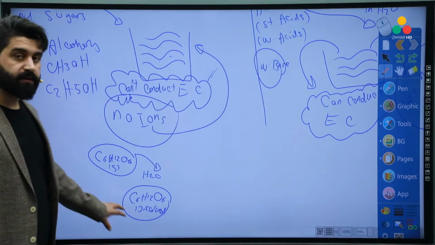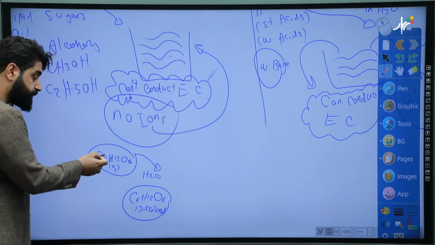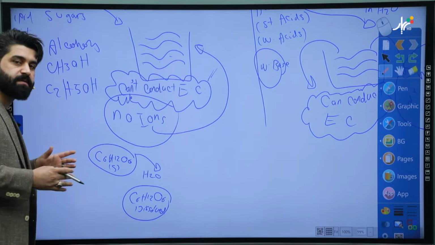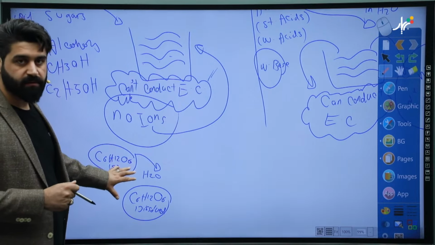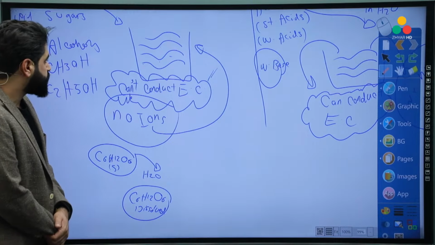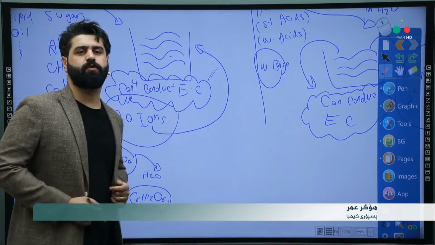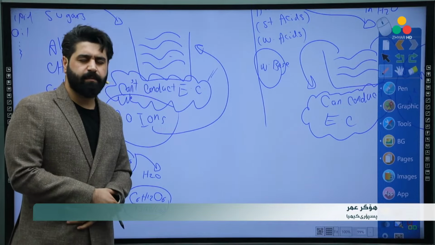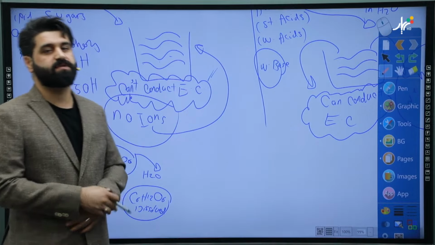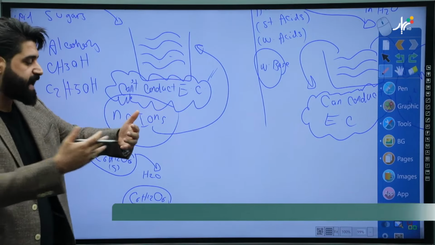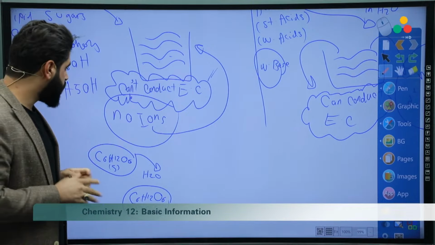So it becomes only a dissolved molecule, okay? The bond between carbon, hydrogen, and oxygen won't be broken apart. That's why there will be no ions. So what will happen to non-electrolytes when we put them in water? They become dissolved molecules. They can't produce ions because the bond between their atoms is so strong, so it won't be broken apart.